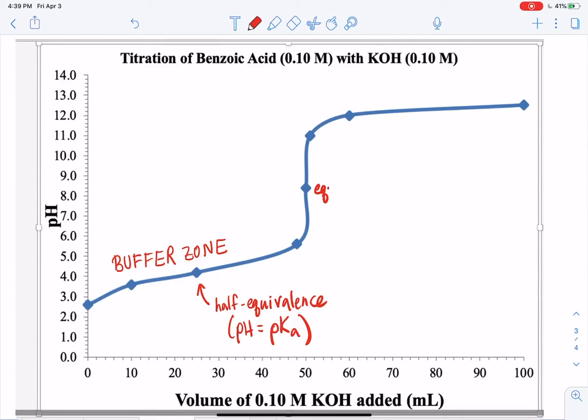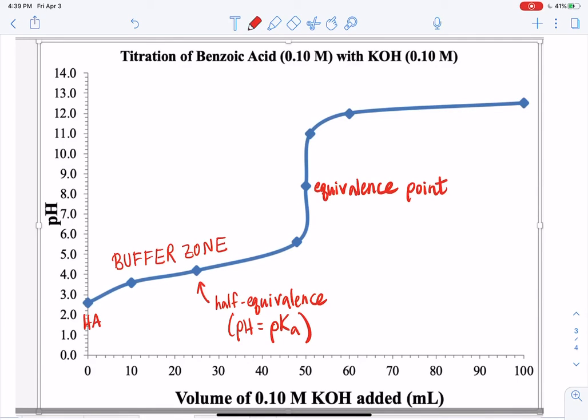So the equivalence point is midway up that jump there. And really, if we remember looking at the pH value for the equivalence point, it was 8.4. So the equivalence point is where we have weak base controlling the pH of the solution. So in the beginning, we just had weak acid. In the buffer zone, we have the weak acid along with the conjugate weak base. And at the equivalence point, it is the weak base that is controlling the pH.